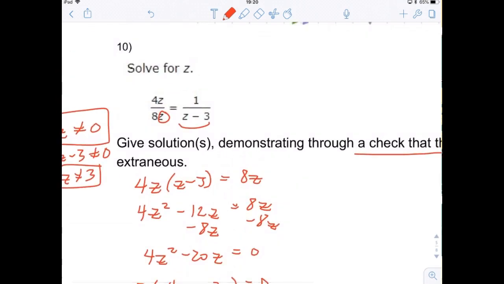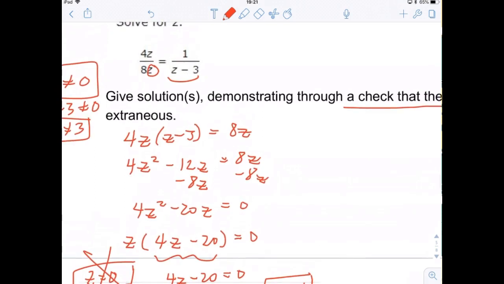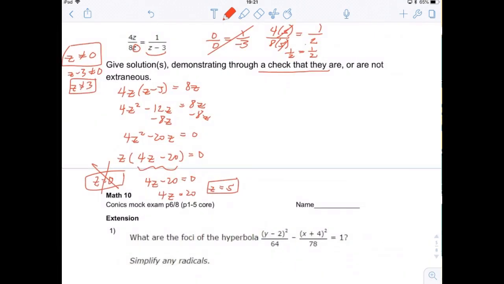And when we do, we'll notice that, oh, if I put 0 in the left side, do you see how I'm going to get 0 divided by 0? That's illegal. Okay? So we do not want to use the solution z equals 0. It doesn't work, right? If I put 0 in it, I'll get 0 divided by 0 equals 1 over -3, and that's not true. Okay? I can also try z equals 5. If I try z equals 5, I get 4 times 5 divided by 8 times 5 equals 1 over 5 minus 3, which is 2. Now, that would give me 1/2 equals 1/2, which works. Okay, so the solution in this case is just z equals 5. Z equals 0, we eliminated the solution.